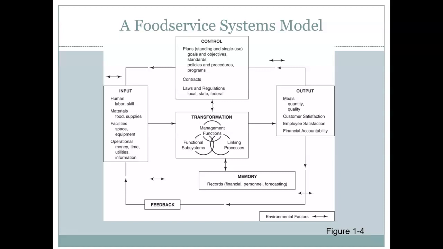And last is the memory, which provides information to the transformation component, which is any data or records used to help forecast, any financial information that records any changes in budget, and personnel information. What's turnover been during a certain period of time? This information is helpful for any food service director to use when making plans for the next year or even the next meal. What happened in the past, what worked well, what didn't work, and what can change is all useful information.